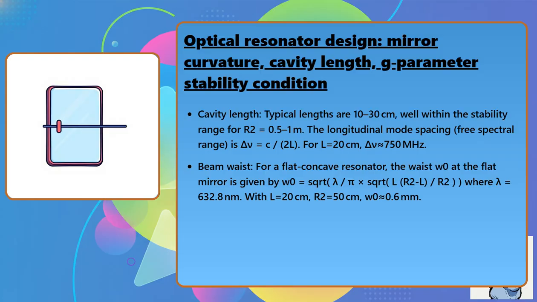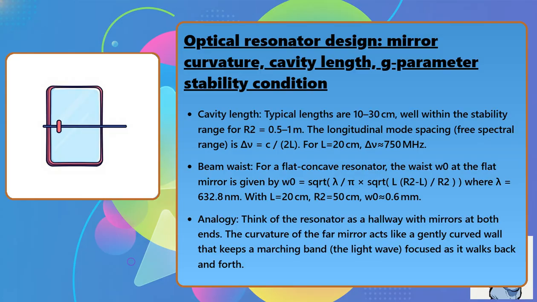With L equals 20 centimeters, R2 equals 50 centimeters, W0 approximately 0.6 millimeters. Analogy: think of the resonator as a hallway with mirrors at both ends. The curvature of the far mirror acts like a gently curved wall that keeps a marching band, the light wave, focused as it walks back and forth.